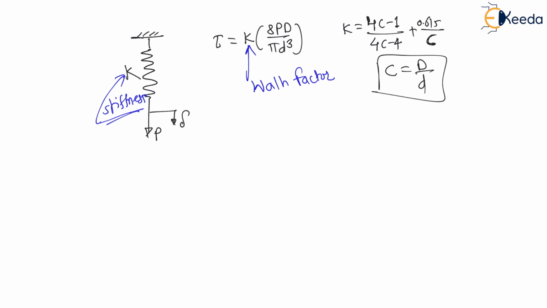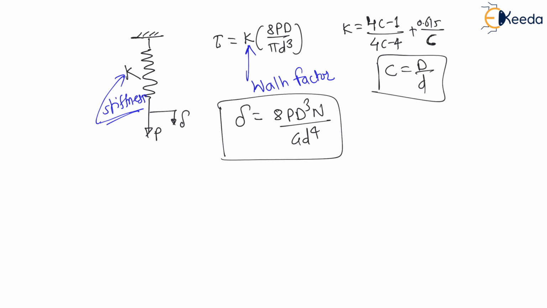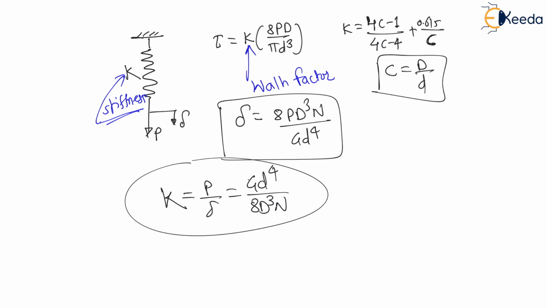And as well as the deformation, this delta will be 8 P D cube N divided by G d power 4, right? This will be the deformation, where N is the number of active turns of the coil, right? And spring stiffness, here I am saying this K, which is nothing but spring stiffness, is nothing but force divided by deformation, is equal to G d power 4 divided by 8 D cube N. This is how the parameters are calculated.